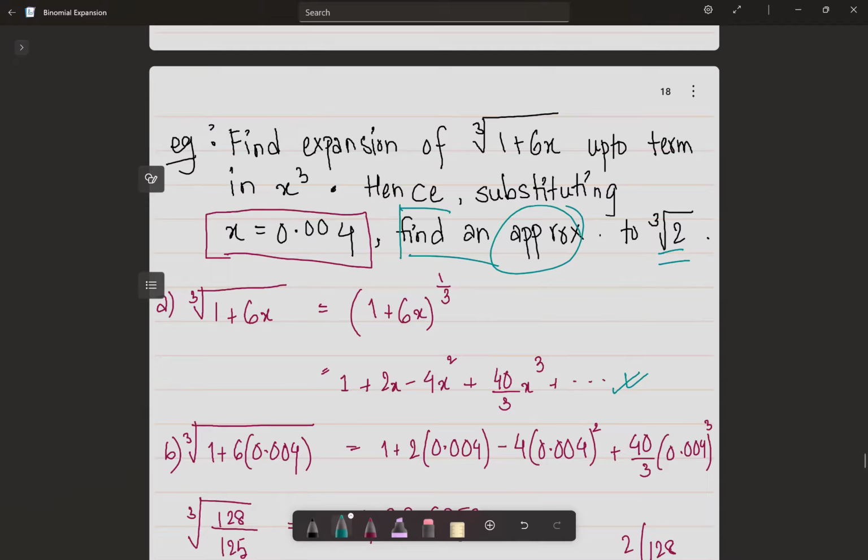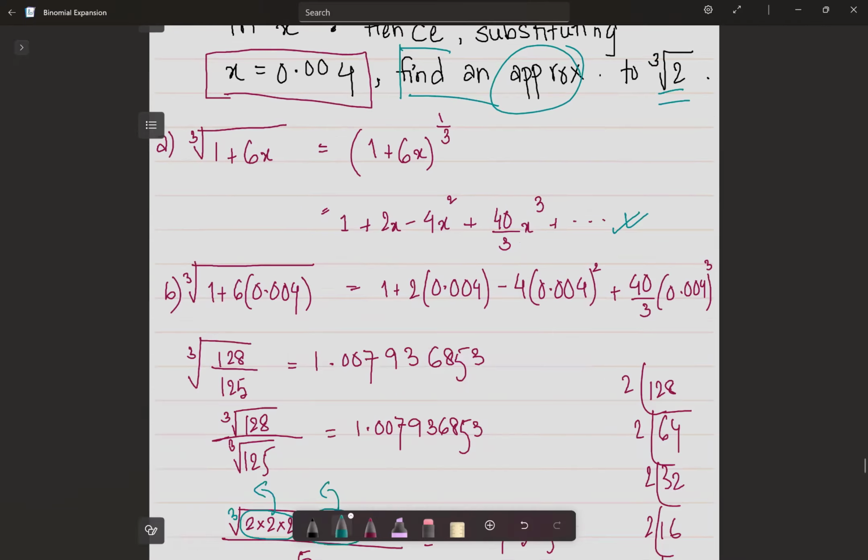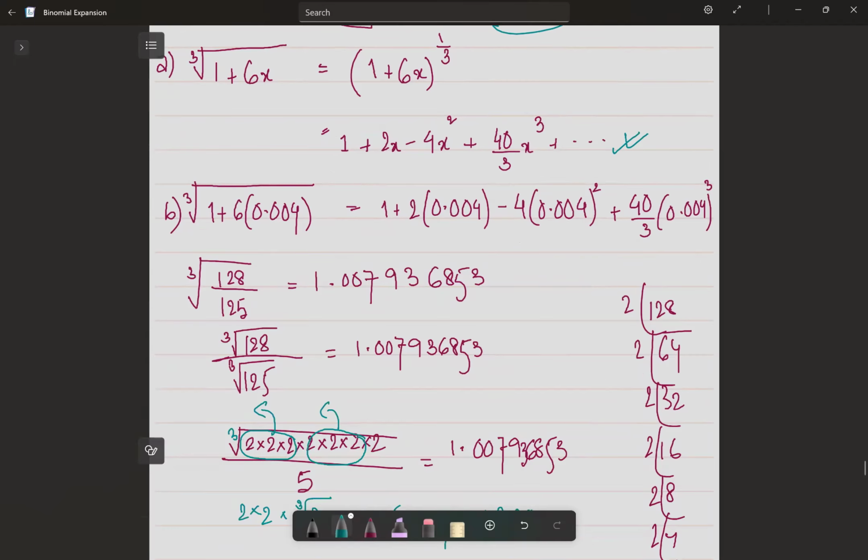Our first thing mentioned in the question was to substitute the value of x as 0.004. So 0.004 was substituted on the left side, and on the right side of the expansion we substituted. After substituting, we tried to simplify it. So when we simplified, we reached a case like this.